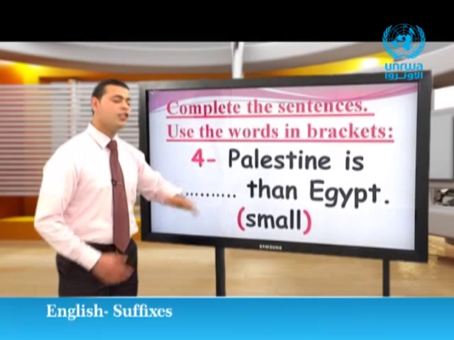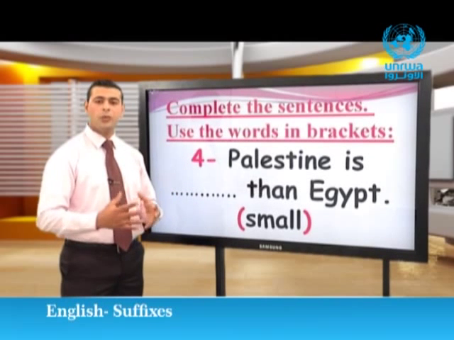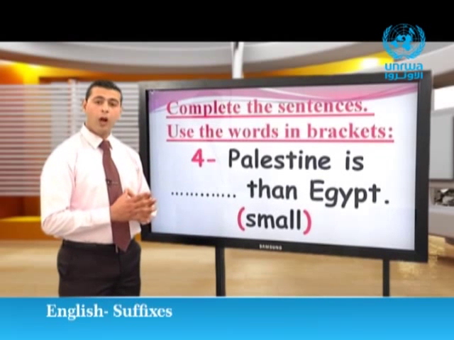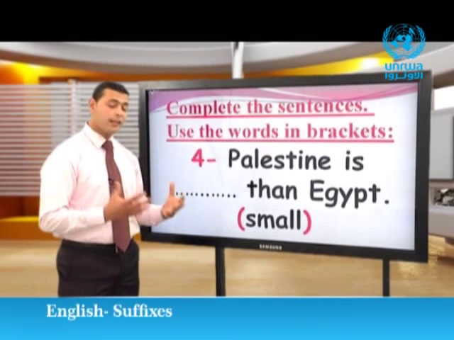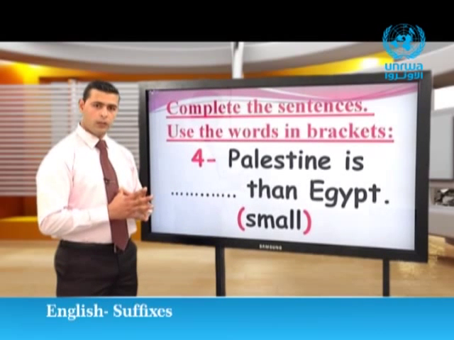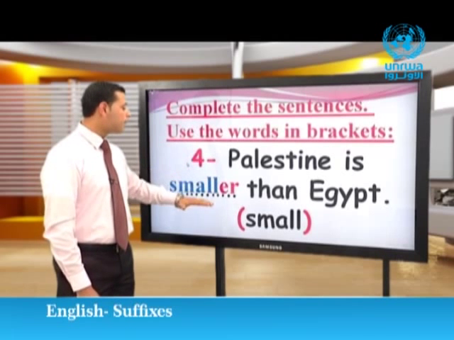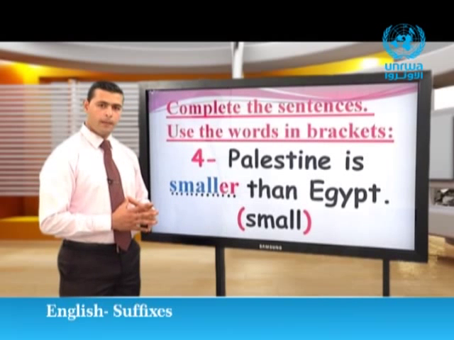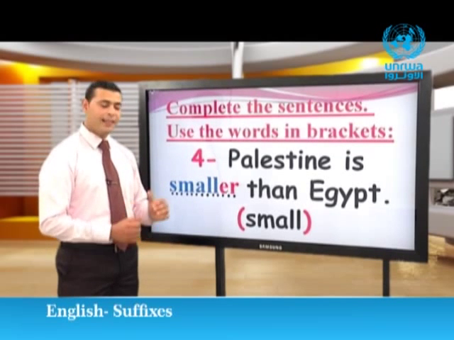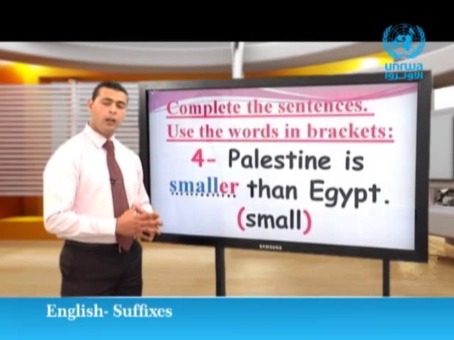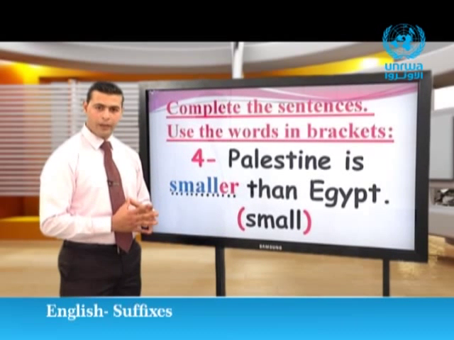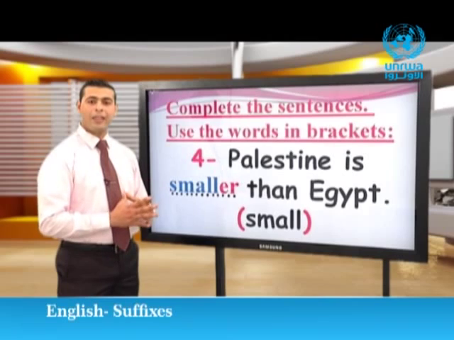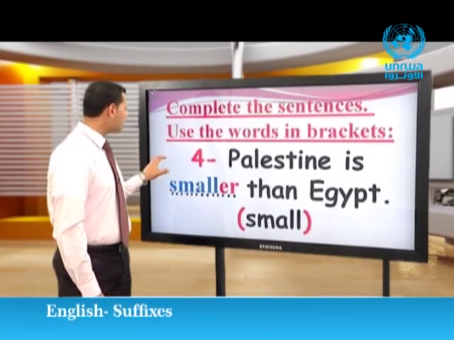Palestine is than Egypt. Here we have a comparison between Palestine and Egypt regarding the adjective small. لدينا مقارنة بين فلسطين ومصر في الصفة صغير, small. So here we should use: Palestine is smaller than Egypt. Thank you very much. What have we done? We have added the suffix er to the end of the word small to have a comparative adjective. Let me remind you that the er and the est suffixes are used mainly with adjectives. Let's turn to sentence number 5.